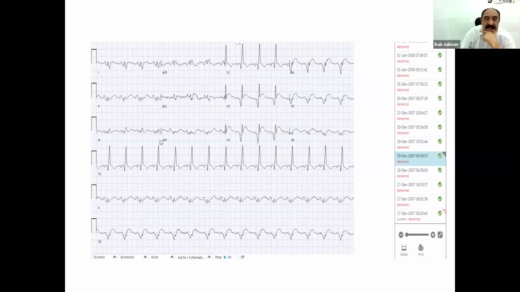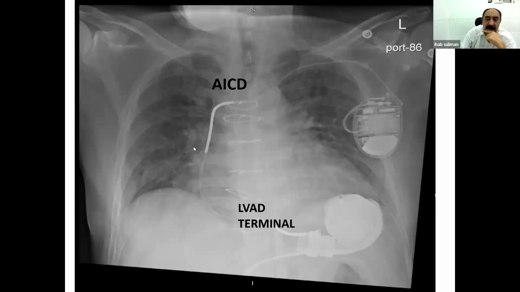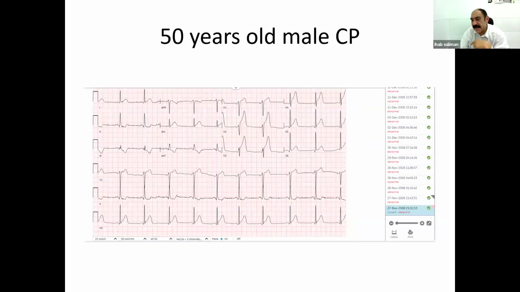So this patient, as we said, ended up with ischemic cardiomyopathy. He had to have an ICD and a destination LVAD. Let us take another example of a 50 year old gentleman who came in with chest pain.